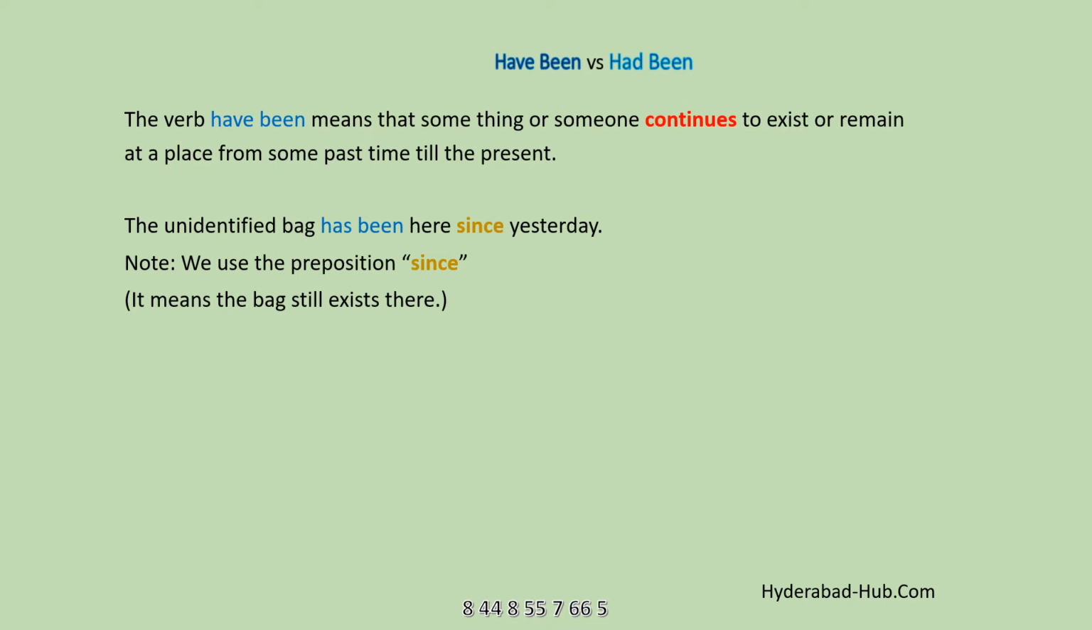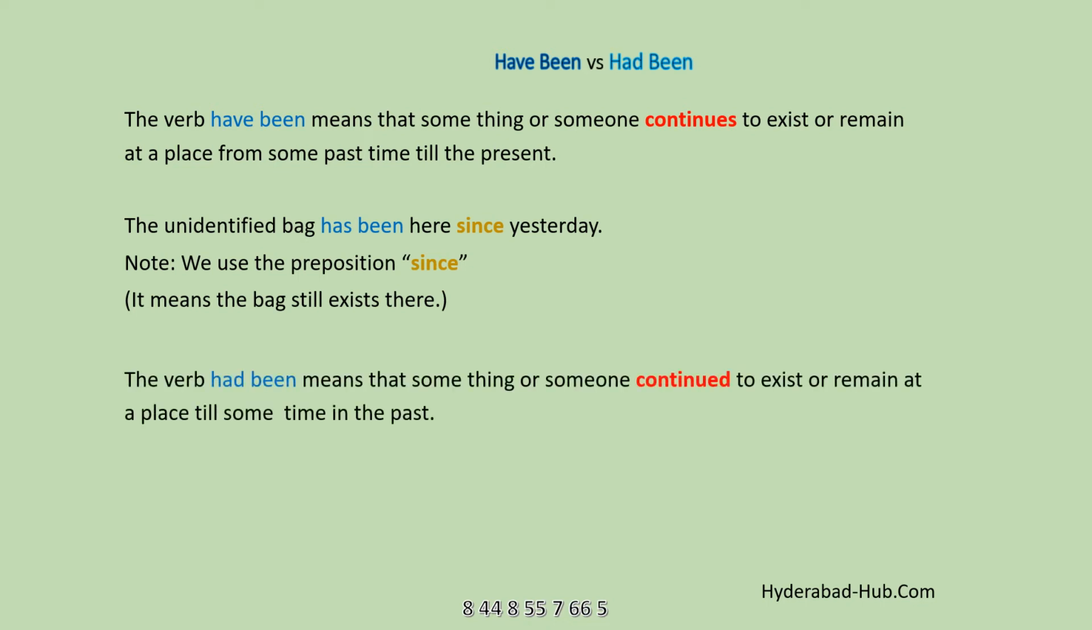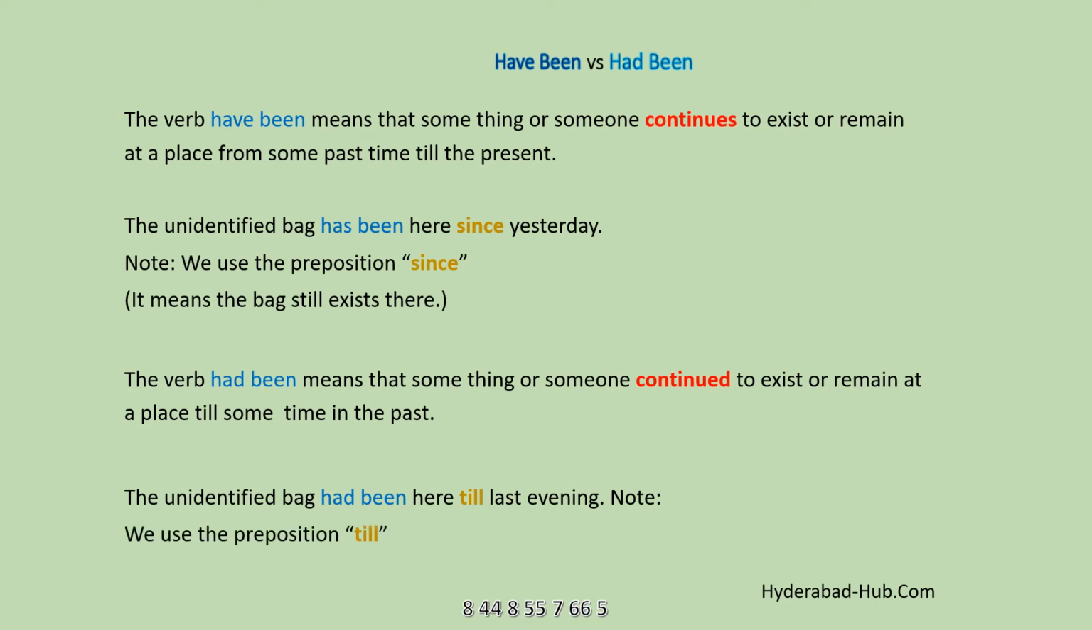The verb had been means that something or someone continued to exist or remain at a place from some time in the past till some time in the past. In the sense, it just continued to exist in the past. For example, the unidentified bag had been here till last evening. Note, we use the preposition till in this context. It means the bag doesn't exist there any longer.